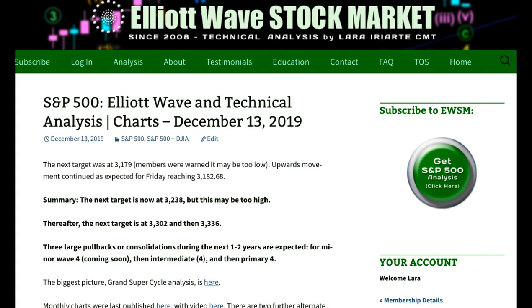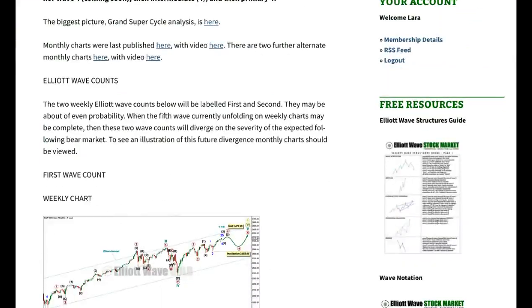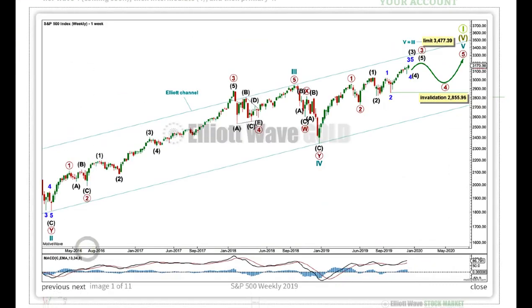The next target for upward movement is at 3238, but it may be too high. After that, the next consolidation is expected at 3302, and then the final target remains the same at 3336 for the last consolidation. Along the way up in this bull market, I'm expecting still three large pullbacks or consolidations. I had expected last week that minor 4 had arrived. That's not the case. It still may be ahead of us, and so the upward trend resumes.